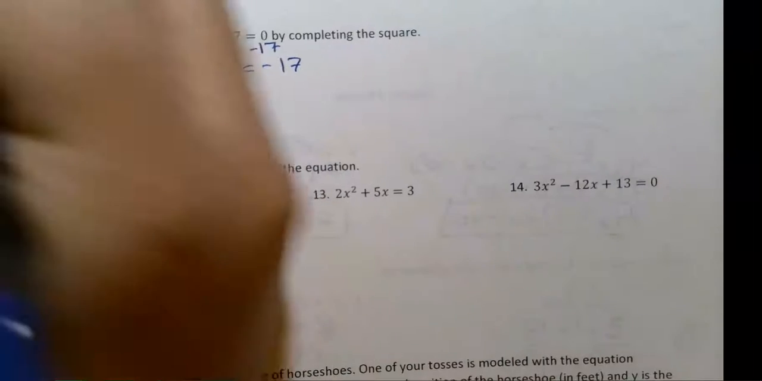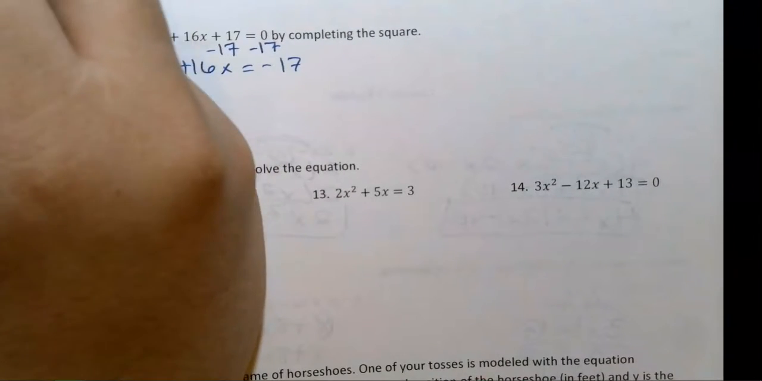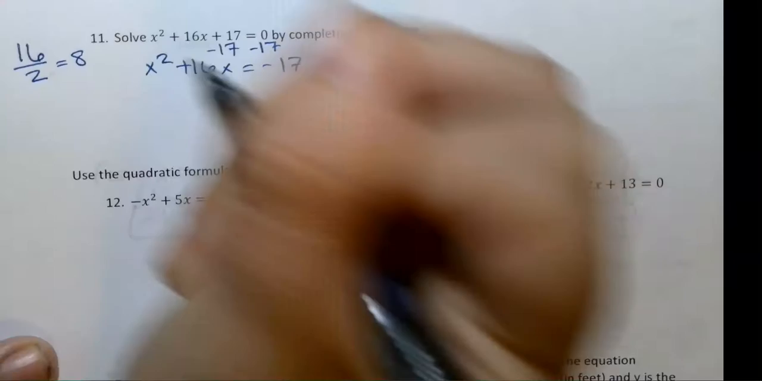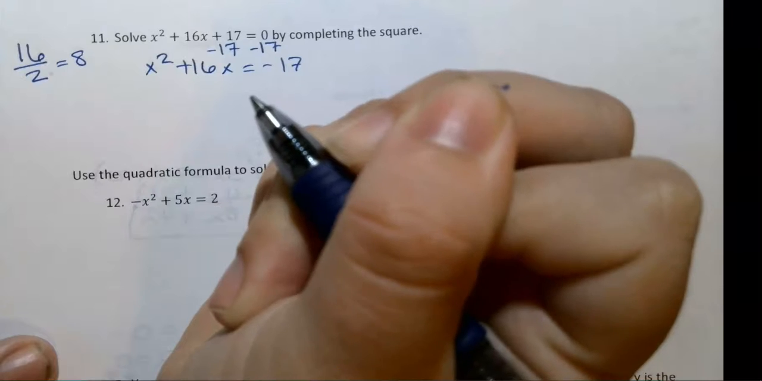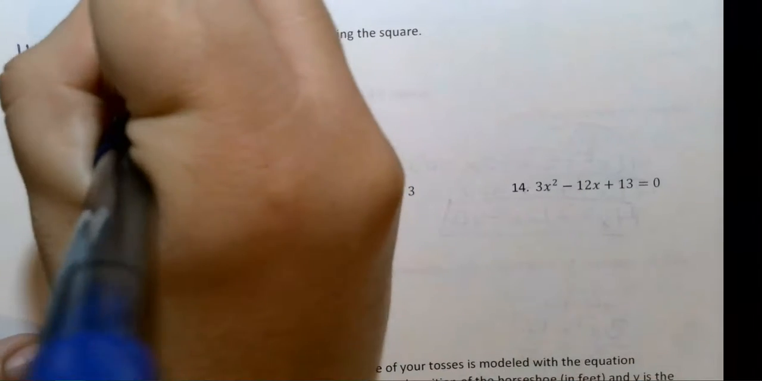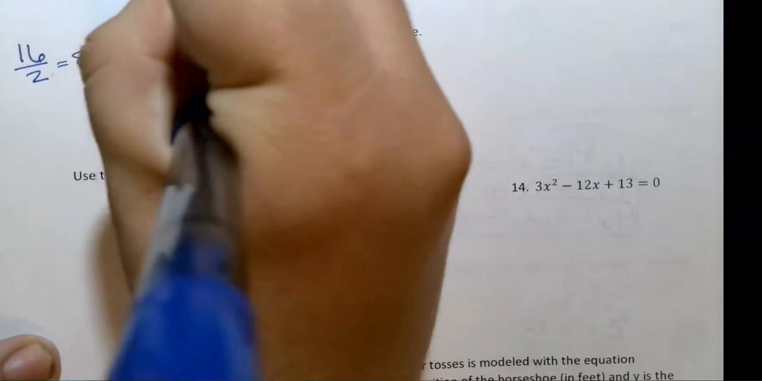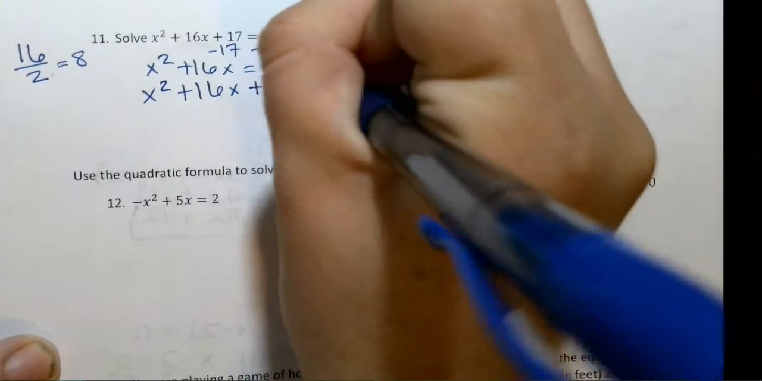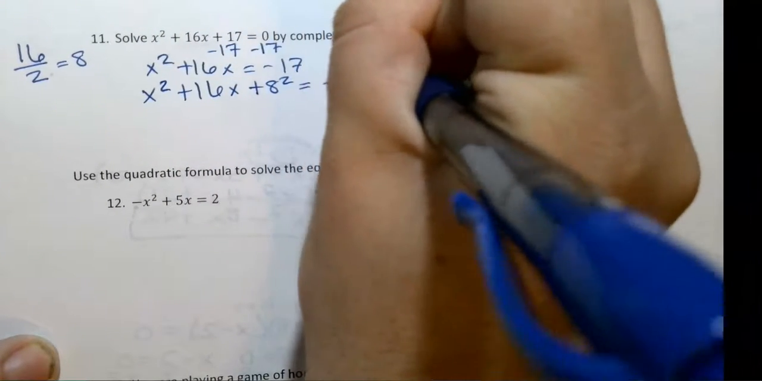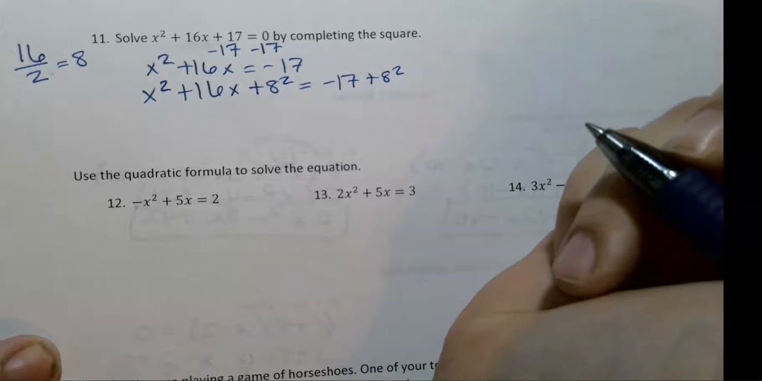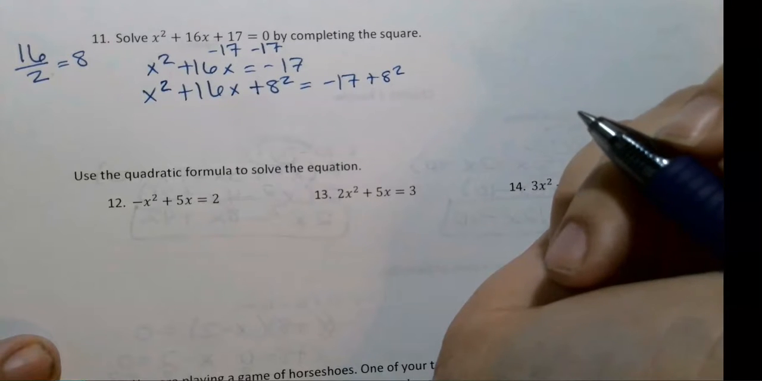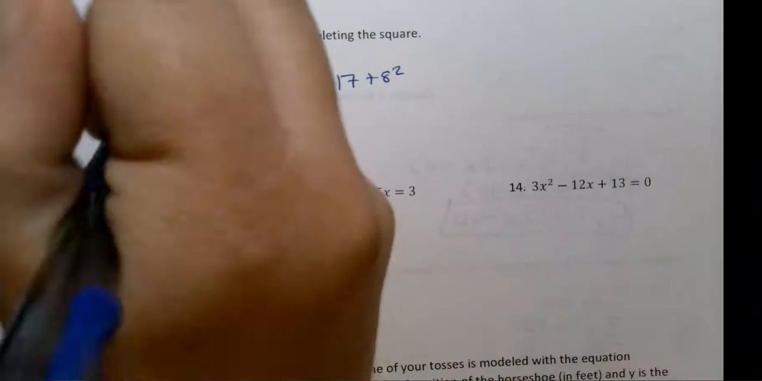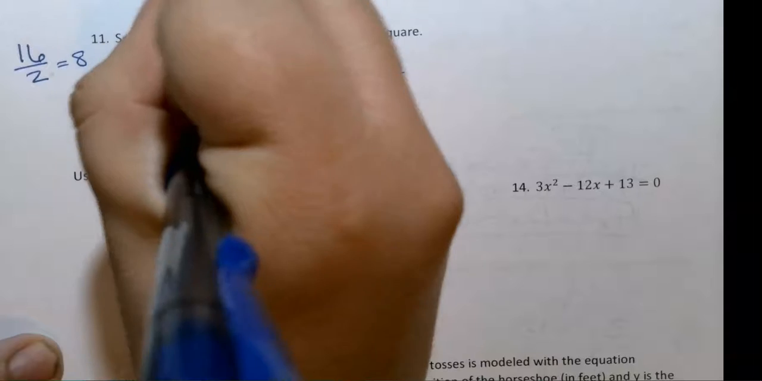I want to find half of my b value, which here is 16. Half of that is 8. So I want to go ahead and add 8 squared to both sides. I'm going to have x squared plus 16x plus 8 squared equals -17 plus 8 squared. I want to go ahead and find out what 8 squared is. It's 64.